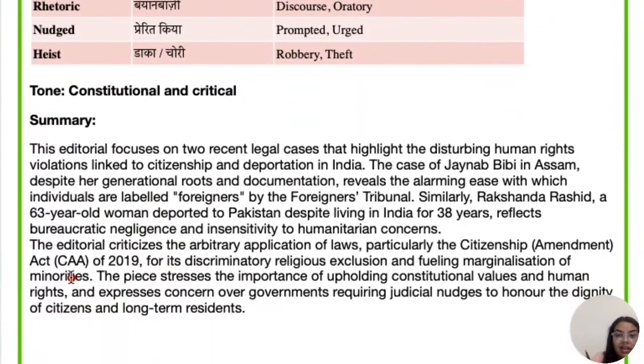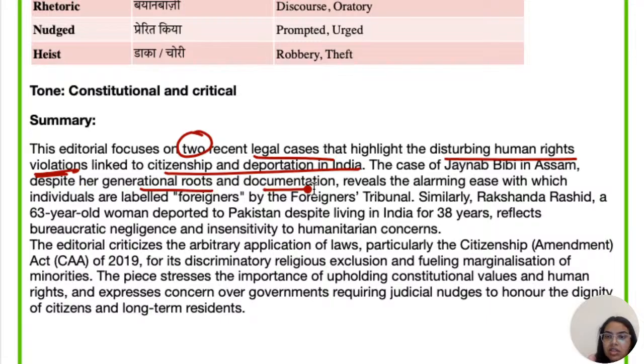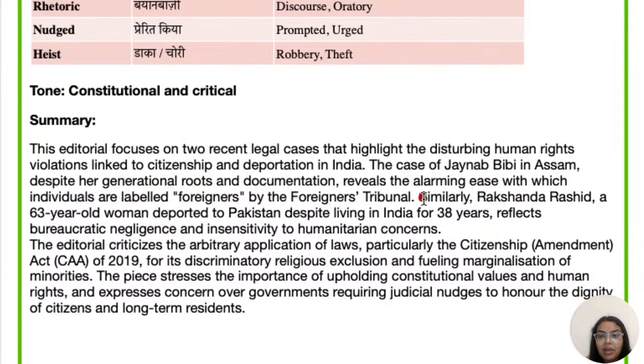Summary is like this. So the editorial focuses on two recent legal cases that highlight the disturbing human rights violations linked to citizenship and deportation. Two cases related to what? The case of Bibi in Assam, despite her generational roots and documentation, reveals the alarming ease with which individuals are labeled foreigners by the Foreigners Tribunal. So किसी को भी label कर देते हैं despite having all the documents in place, because she had to run from here to there na, just to prove she already had documents.